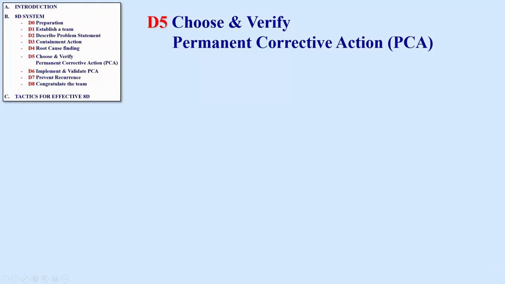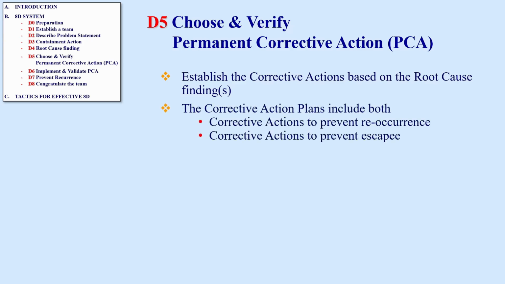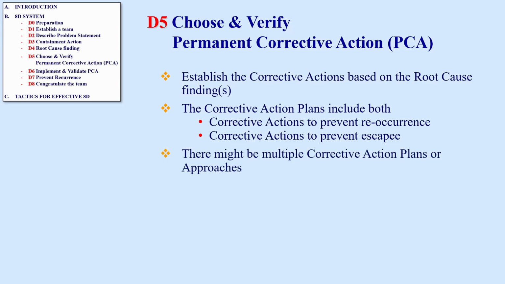D5. Choose and verify permanent corrective action, PCA. Based on the root cause identified in D4, we will come out all the possible corrective actions. The corrective action plans should include both corrective actions to prevent reoccurrence, and corrective actions to prevent escape. There might be multiple corrective action plans, or approaches.